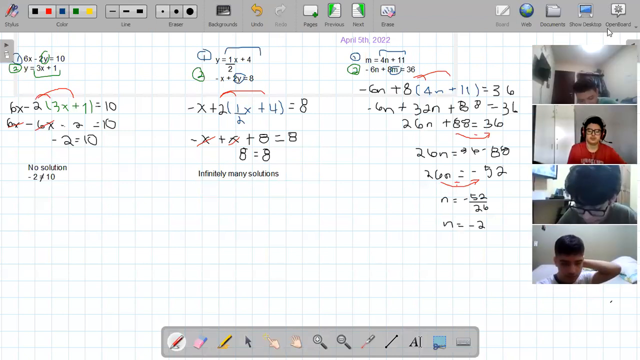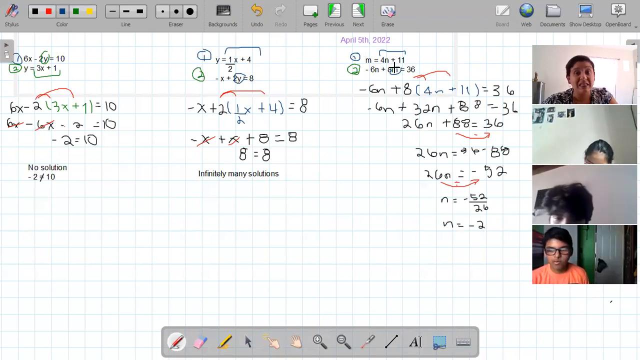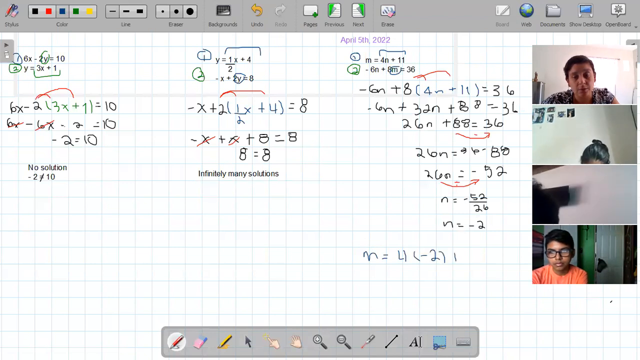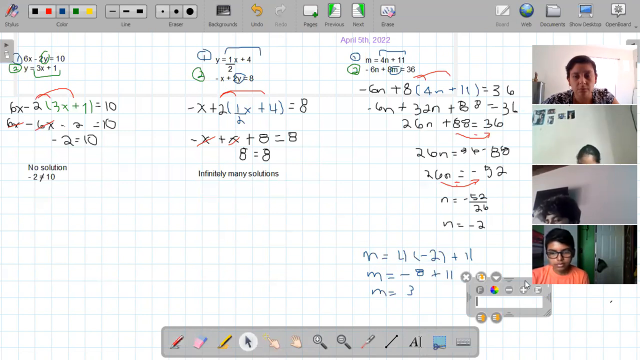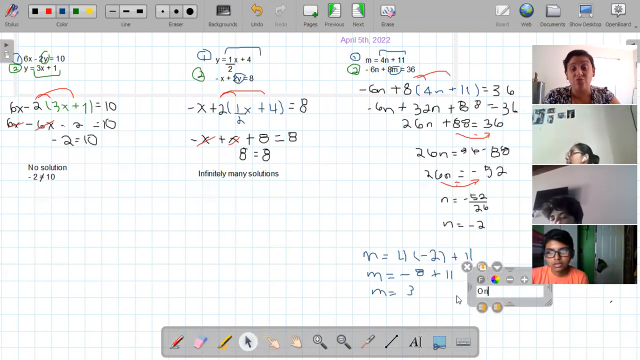Very, very good. We're going to substitute the value of n inside the first equation, okay? So my first equation is m equals to 4, instead of n, I use negative 2, plus 11, okay? So m is equal to, how much is 4 times negative 2? Negative 8. Negative 8 plus 11, positive 3. How many solutions do I have then? Now this is one solution.